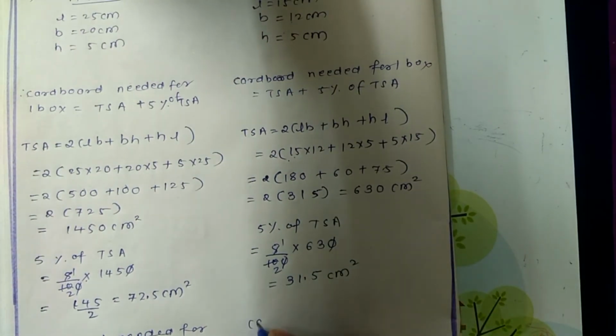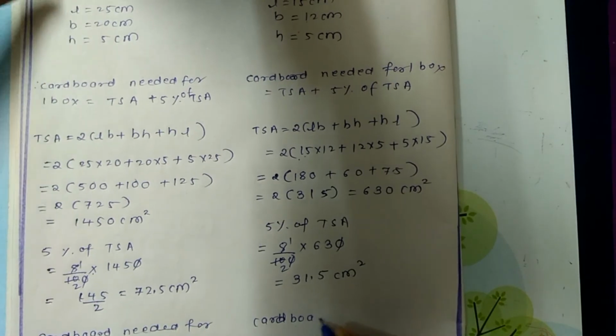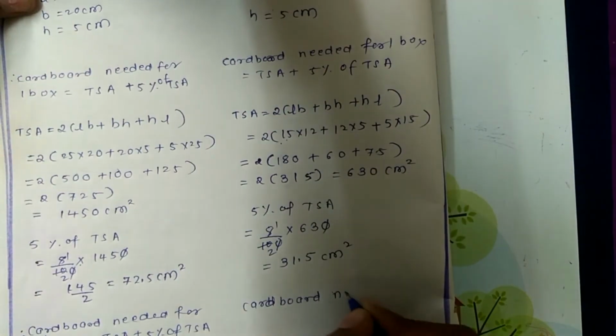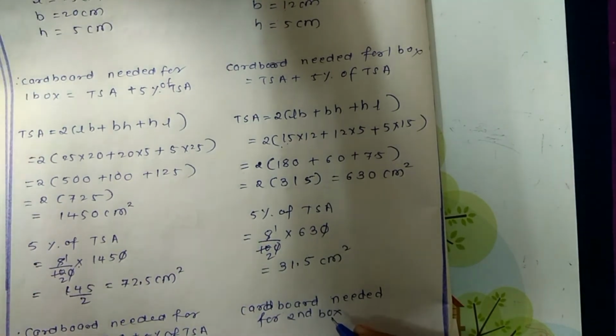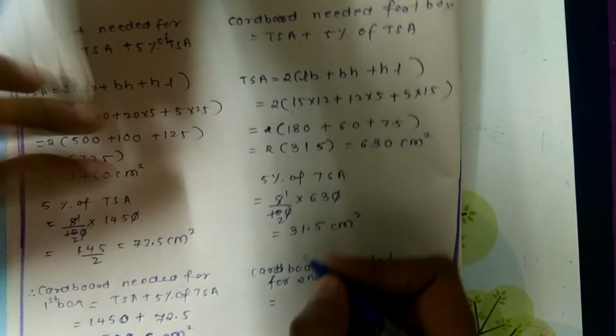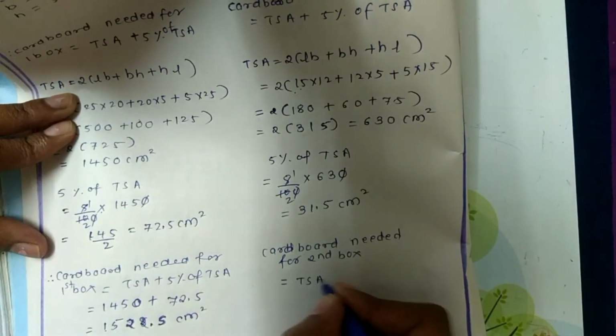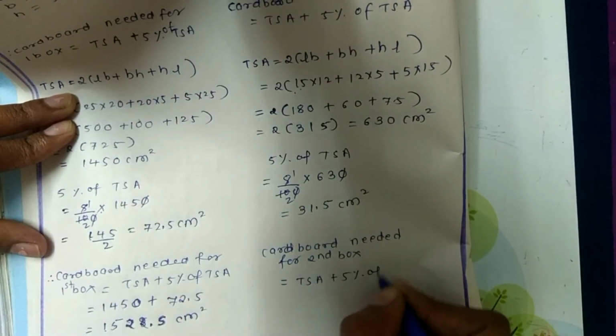So the cardboard needed for making the second box, or the smaller box, you can see, equals TSA plus 5% of TSA.